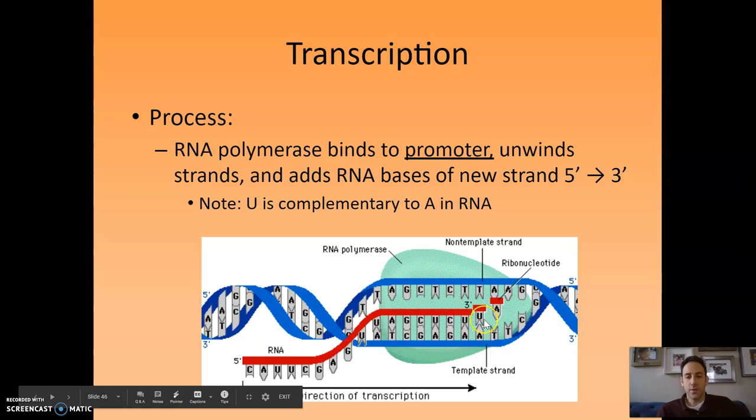And note that it's always adding to the 3' end of the new strand because that's where that hydroxyl group is for the dehydration synthesis reactions. Note also that if there's an A in the DNA, U binds to it. And if there's a T in the DNA, then A binds to it. So anytime you're working with mRNA, it's a U, but if you're working with DNA, it's a T.